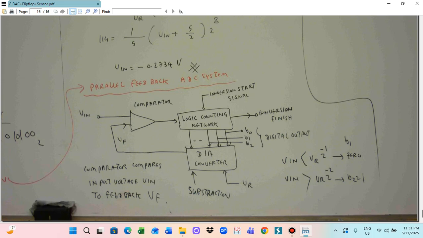So this is how we can see it. In this case, we have to compare the input voltage Vin with the feedback voltage Vf. When Vin is less than Vr, that will be 2 power minus 1, and the bit is 0. And when Vin is greater than Vr, that is 2 power minus 2, so D2 is 1. This is the previous ADC converter operation.